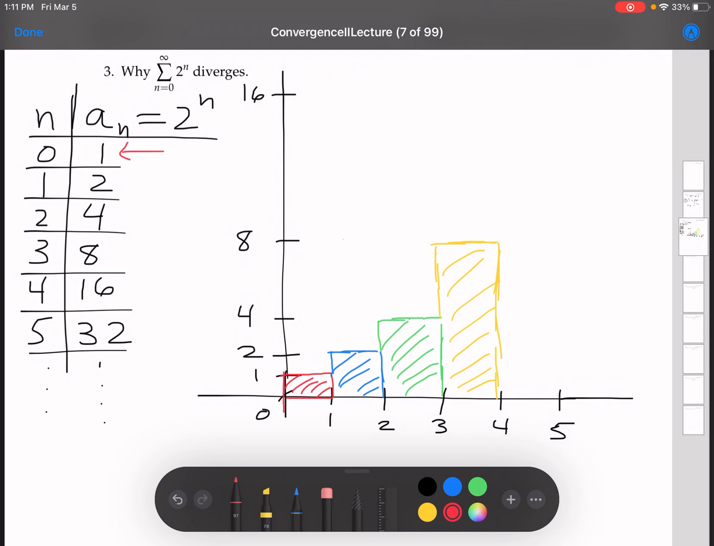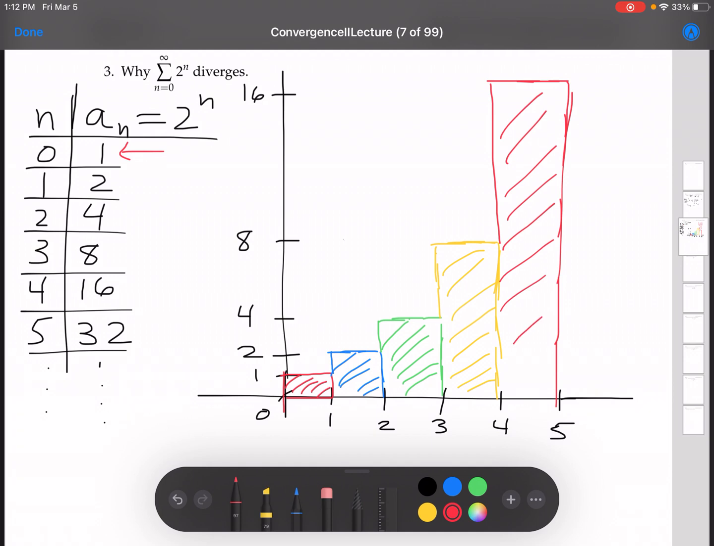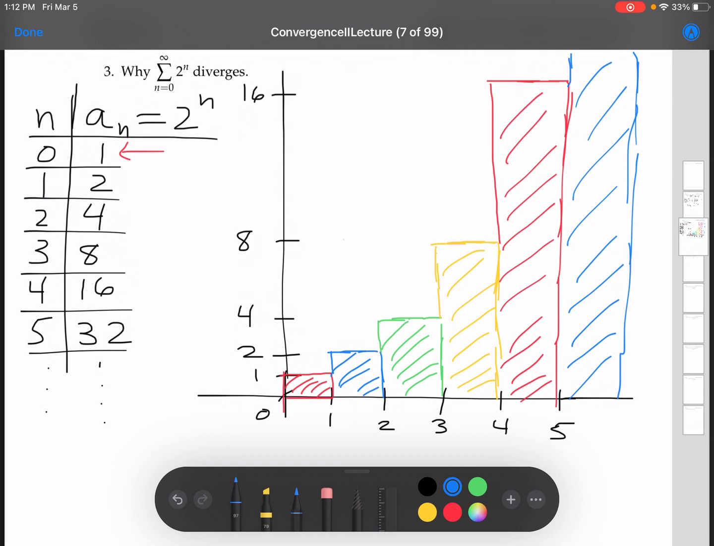Now, using red again, the next one would be up to 16. And now you see that even just to go to 5, we go twice as big as 16. It's off the page, right? We'd be way up here, coming down. It's huge, and that's only going out to a sub 5.